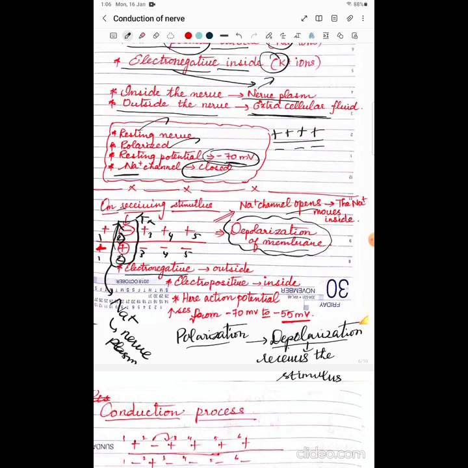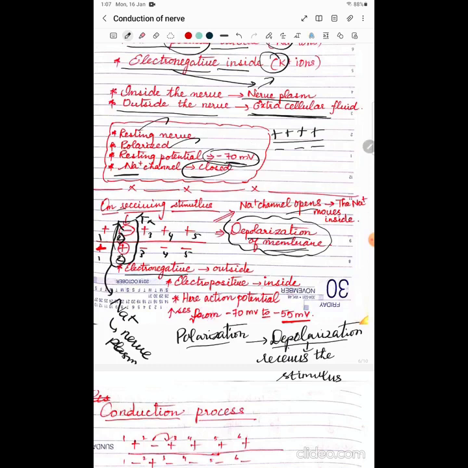So in case 2, what is happening? Depolarization of the membrane is taking place when this resting neuron receives a stimulus. For example, if it is getting a stimulus at the second position, then at that position the positive charge will change and enter into the nerve plasm, and the negative charge will move to the outer surface of the nerve fiber, that is, into the extracellular fluid. So the charges have been changed in the second position because of receiving the stimulus.